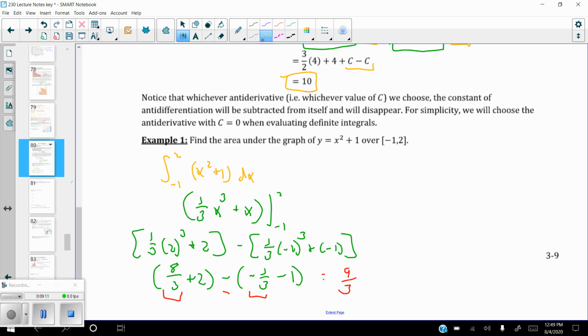And then I'm going to do 2 minus -1, which is 2 plus 1, which is just plus 3. So ultimately, we get 3 plus 3, which is 6. And that's the area under the curve.